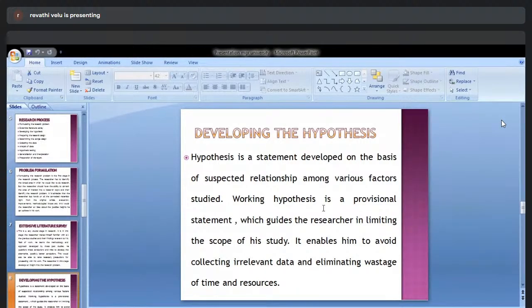And this hypothesis helps you to eliminate the wastage of time and resources. தேவையில்லாம irrelevant data எல்லாம் நீங்க collect பண்ண வேண்டாம். So எது you wanted for your study, for your research, that data alone you have to collect. For that, this hypothesis is very helpful for you to collect the relevant data.